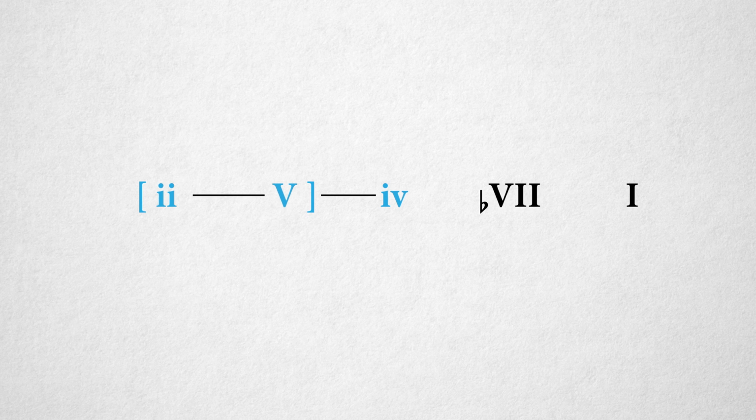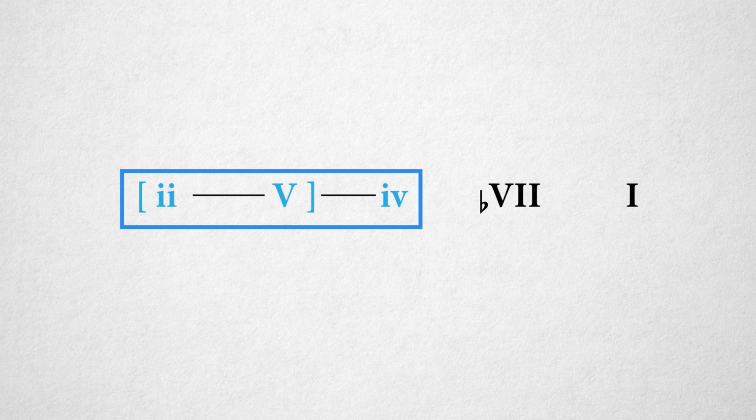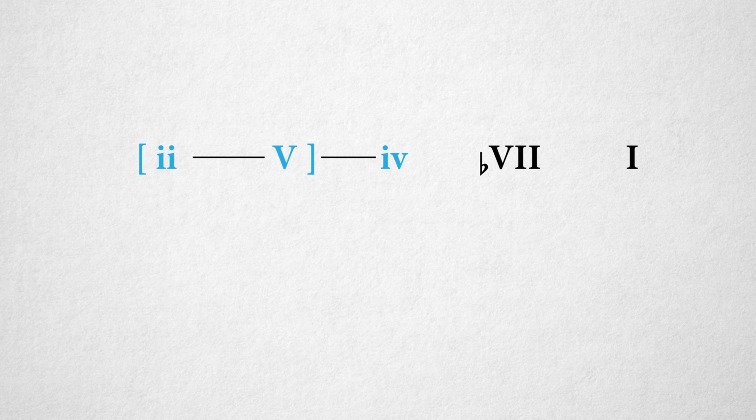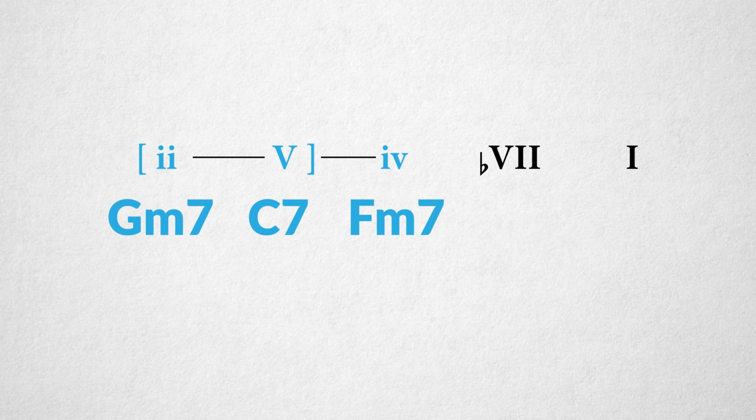Now another example of the use of the backdoor progression is to proceed the minor 4 chord with a 2-5-1 in the key of that minor 4 chord. Now in a backdoor progression in C major, the minor 4 chord is F minor 7. The 2-5-1 in F minor 7 is G minor 7 to C dominant 7 to F minor 7. Subsequently, the progression moves on to the backdoor dominant B flat 7 to resolve to the tonic C major, like this.